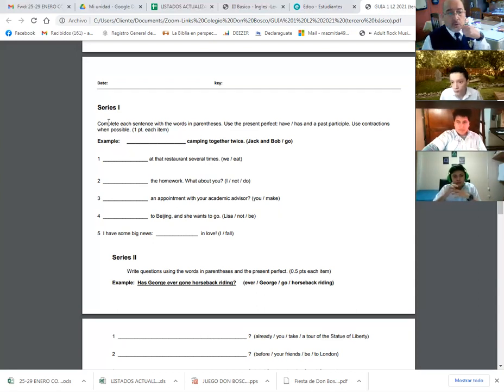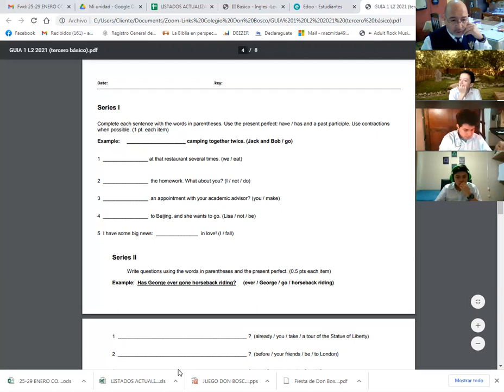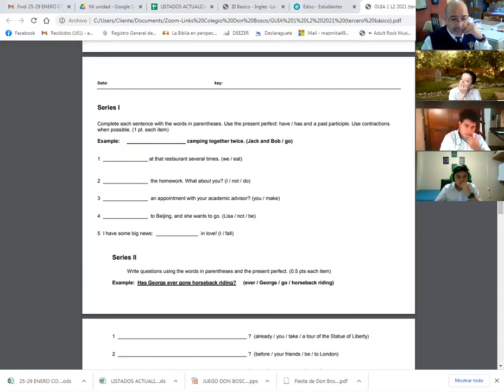Okay, so we went over this one. It says complete each sentence with the words in parentheses. Use the present perfect. Remember you have to add first, after the pronoun, if it's an affirmative sentence, the verb have. If it's third person, has, and a past participle verb.